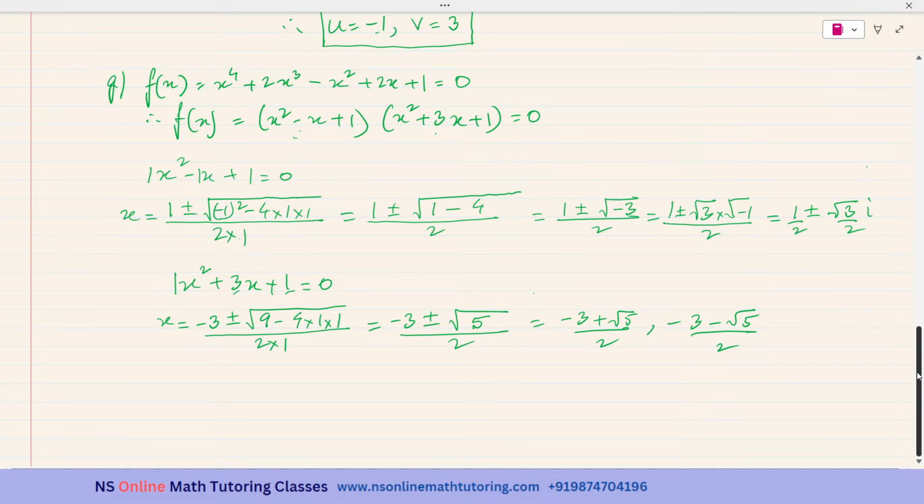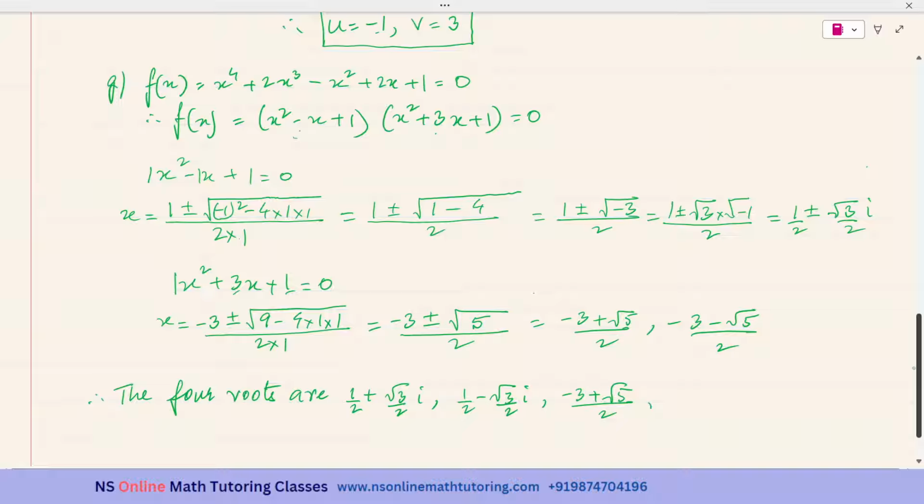So therefore the four roots are half plus root 3 over 2 i, half minus root 3 over 2 i, and minus 3 plus root 5 over 2, and minus 3 minus root 5 over 2.